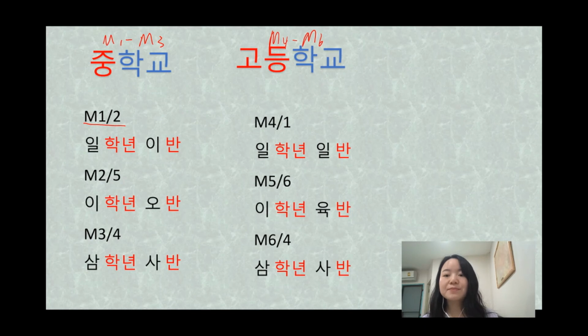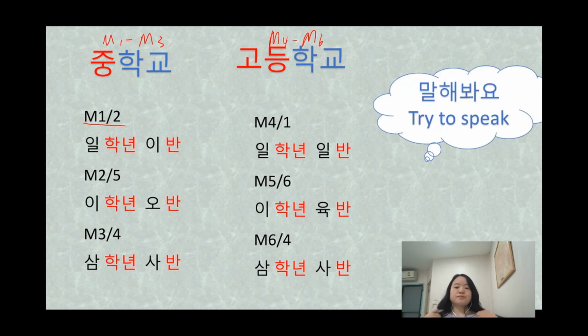So I want to say in Thai, M1 to M6 you call it Matayom, but in Korean M1 to M3 is 중학교, M4 to M6 is 고등학교. Okay. Try to read them by yourself.